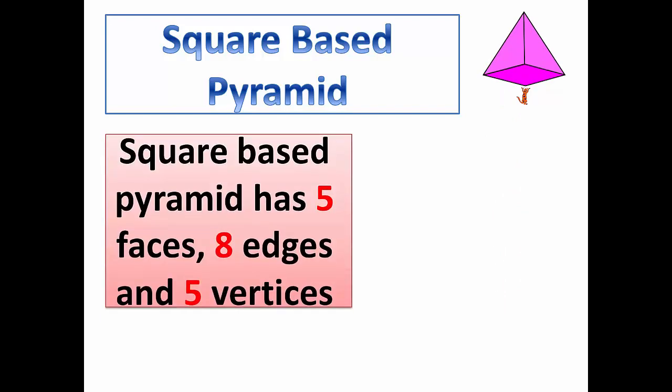Now we have square-based pyramid. Square-based pyramid, because a square-based pyramid has one base as a square, and 8 edges and 5 vertices. And we have to know that in any pyramid, the number of faces equals the number of vertices.